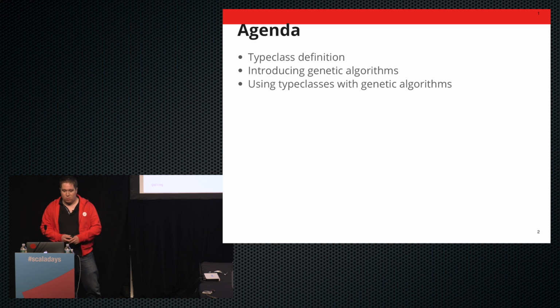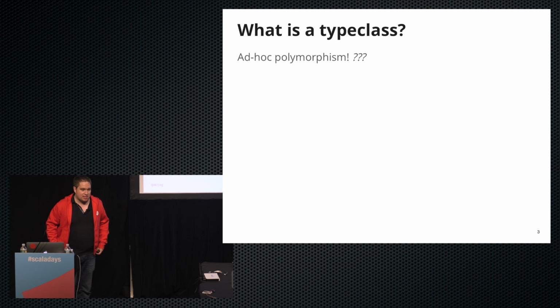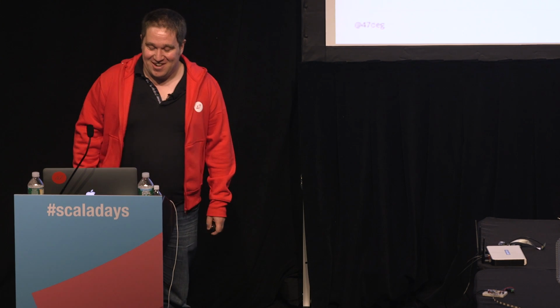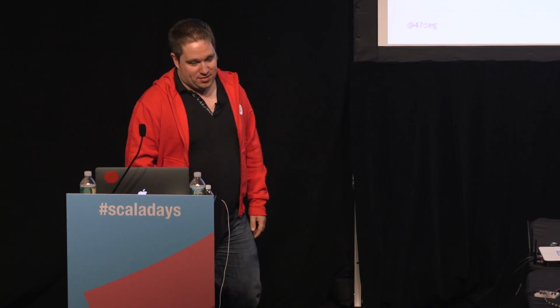Okay, so we'll start. What exactly is a type class? If you Google around, if you ask the wrong people, you get phrases like this. It's like, ad hoc polymorphism. What else do you need to know? All right, let's move on. Okay, so let's take a step back. Where do we start with this?